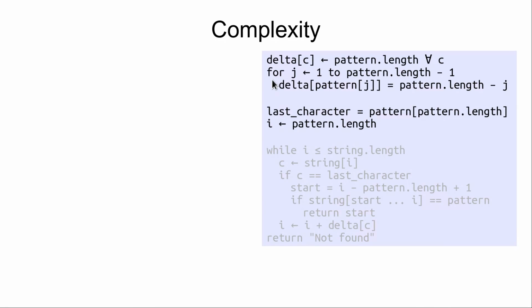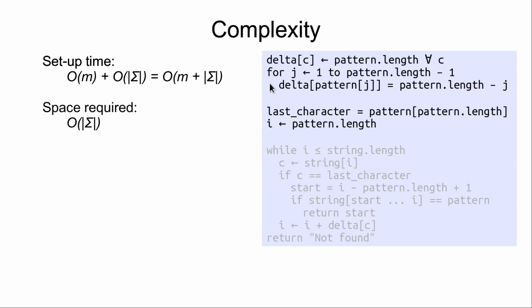Boyer-Moore-Horspool obviously requires some setup time. Initializing the entries in the shift table to the length of the pattern clearly takes a number of steps equal to the cardinality of the alphabet, and then adding the last occurrences takes big O of m time, where m is the pattern length. And clearly the size of the table is big O of the cardinality of the alphabet.